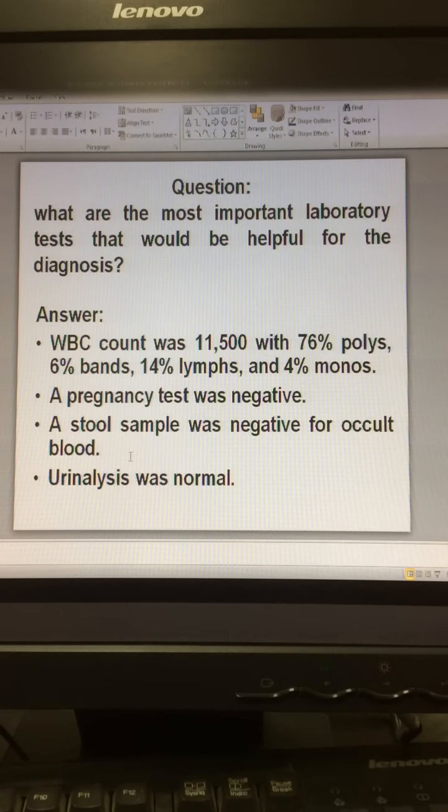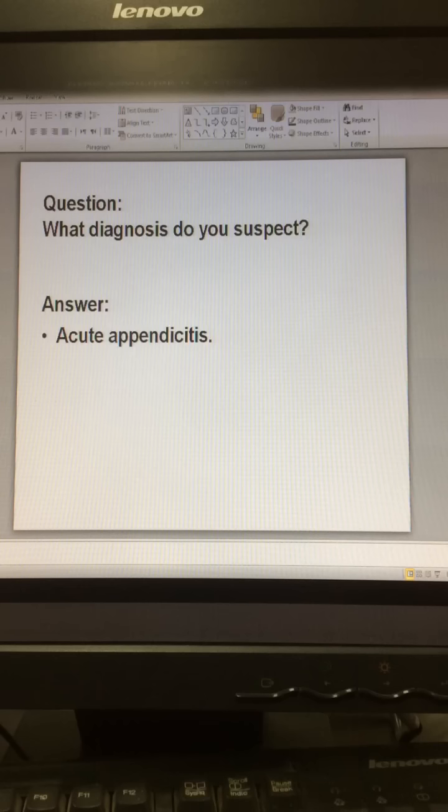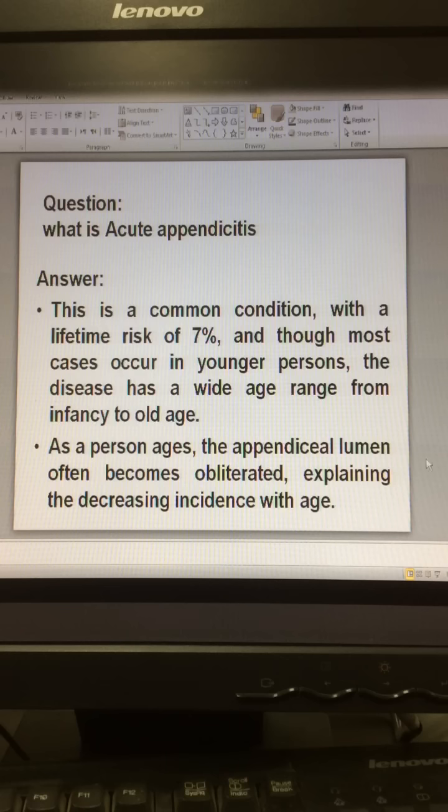If the urine analysis, stool sample, and pregnancy test are all negative, with a high leukocytic count, mainly neutrophilic reaction, and the clinical picture of appendicitis, the most likely diagnosis is acute appendicitis. Acute appendicitis is a common condition. It's more common in younger age groups, especially children.